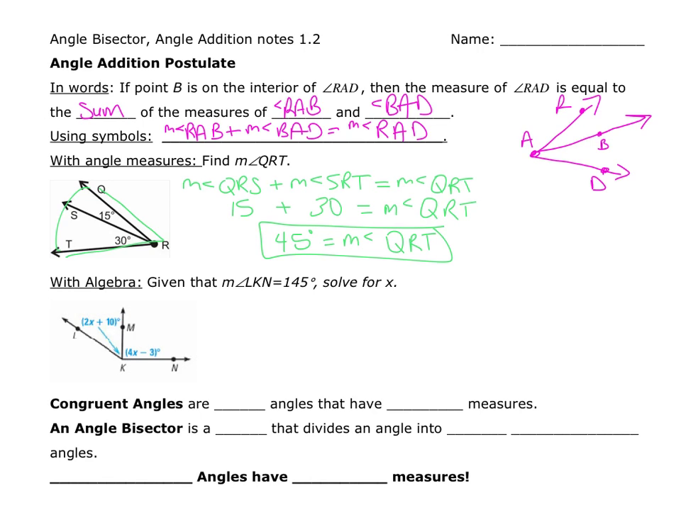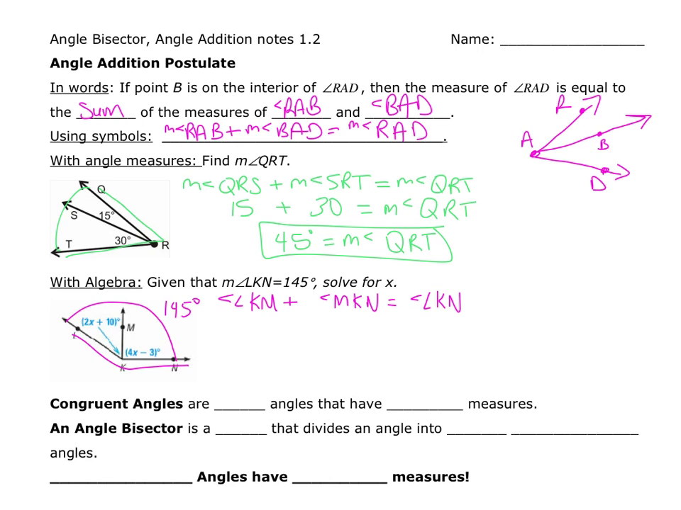Now with some more algebra, instead of just the degree symbols in there, we're going to do basically the same exact thing. It tells us in this one that LKN, so it's always nice to follow the letters as I say them, that whole angle is already going to be 145 degrees. But we need to work backwards and solve for x. But remember, let's set up an equation like this with words and symbols in there instead. Then we will substitute the parts in blue in place of each of those pieces. All right, so that's what I've got.